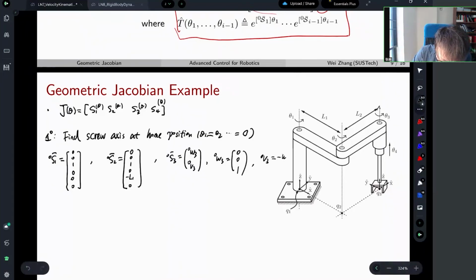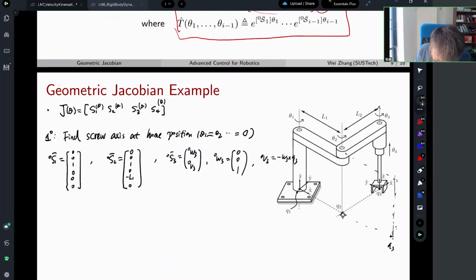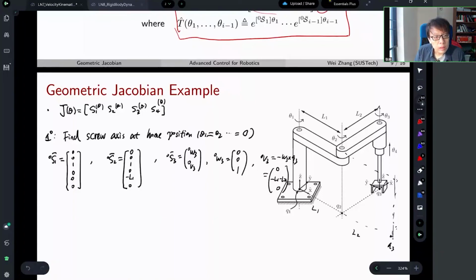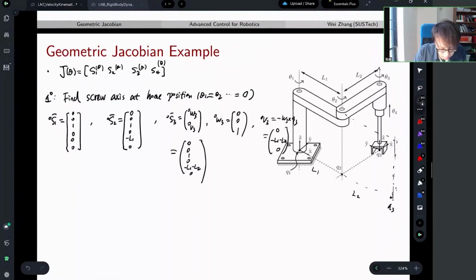So that's negative omega 3 cross q3, and I can pick q3 on the axis. What we're computing is the screw axis here, so this is my q3. It's the same as q2, just with the coordinate changed from L1 to L1 plus L2. So overall, this one is 0, negative L1 minus L2, 0. Sorry, Liuben, is that right? Yeah, good. So overall, I have 0, 0, 1, 0, negative L1, negative L2, 0. That's my screw axis at home position 3.